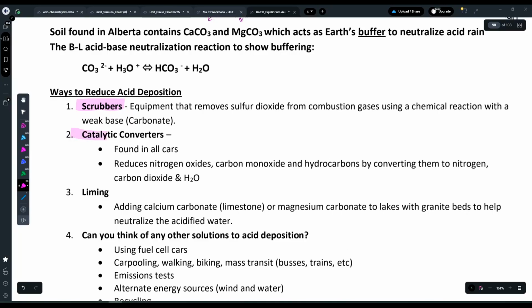Okay, catalytic converters that are found in cars or just any vehicle can also help to reduce nitrogen oxides, carbon monoxide, and hydrocarbons. And it does that by converting them into nitrogen gas, carbon dioxide gas, and water vapor.